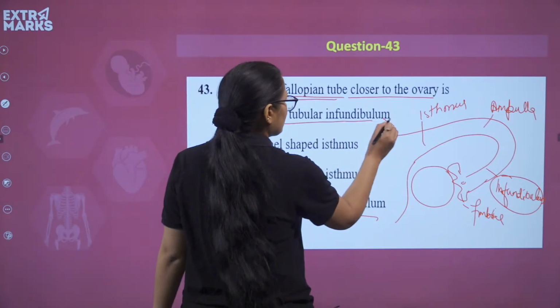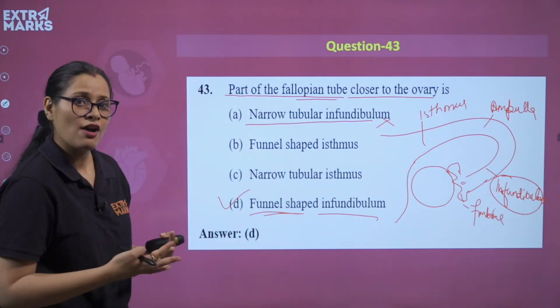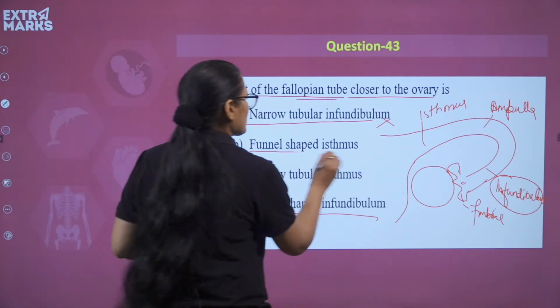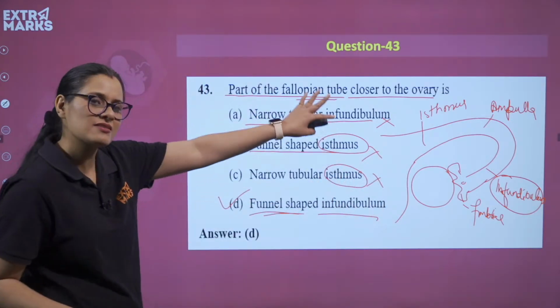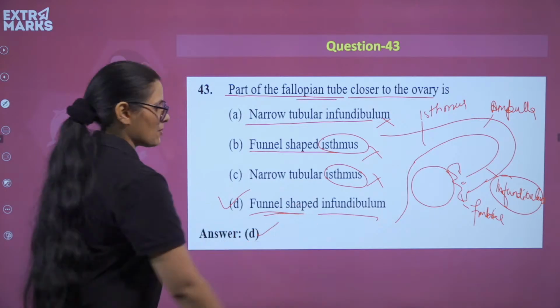Narrow tubular infundibulum is incorrect because the infundibulum is a funnel shaped structure. Funnel shaped isthmus is incorrect. Narrow tubular isthmus is incorrect. Isthmus is far away from the ovary. So the answer is option D.